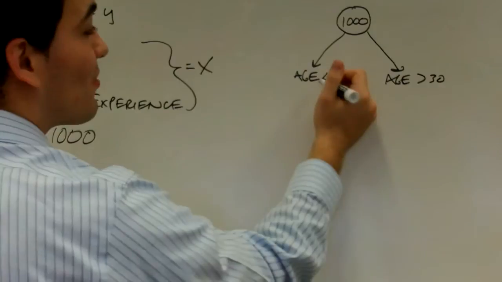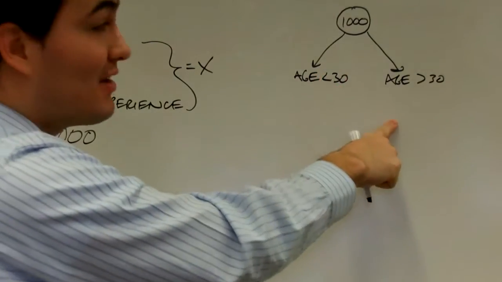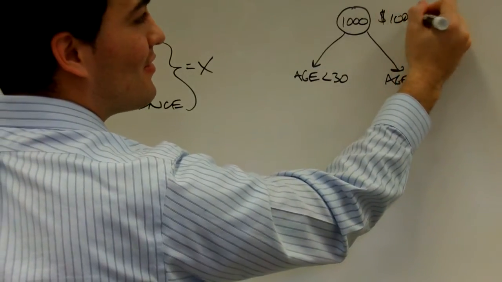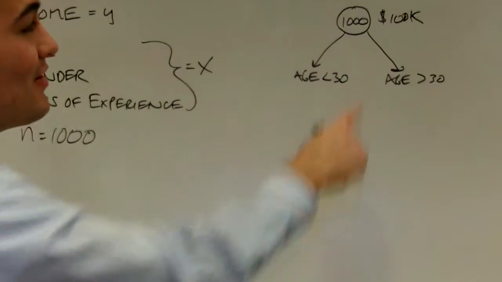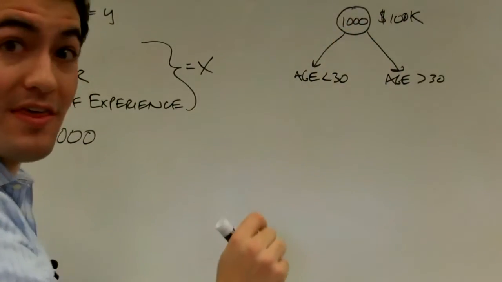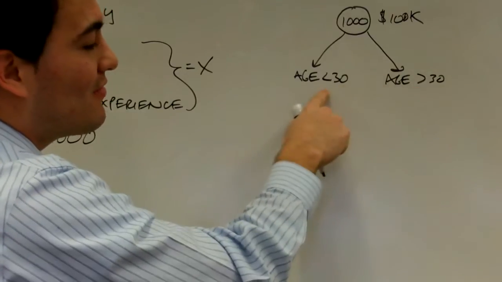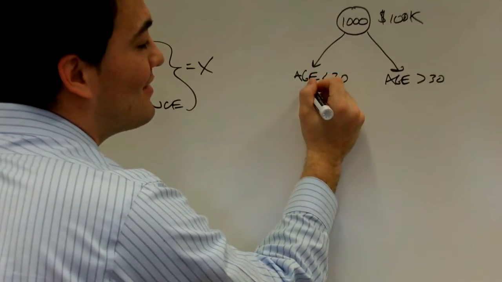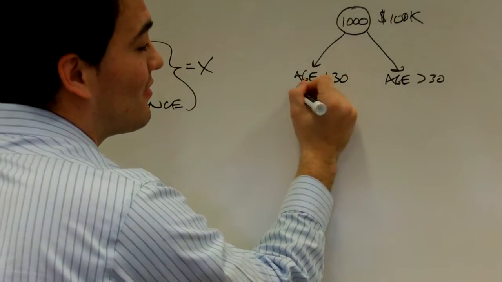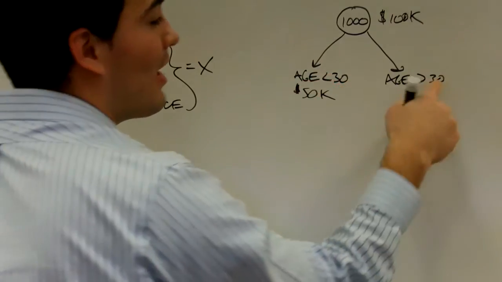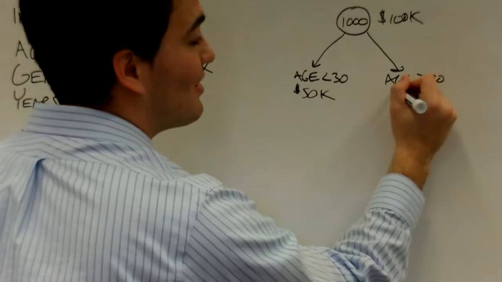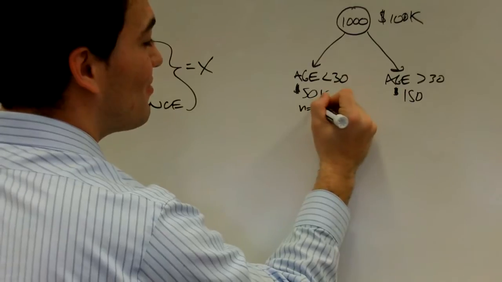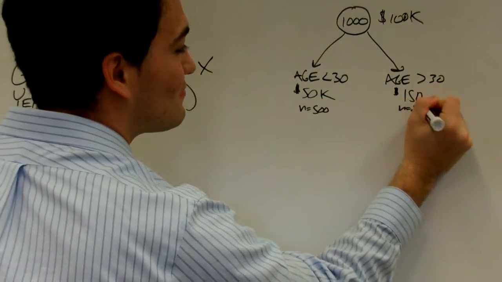Then we calculate, what's the average income in each of these buckets? Let's say the average income overall is $100,000. Okay, so high income individuals, $100,000 income for all 1,000 people. But when you break it by age, what you find is people who are less than 30, let's say their average income is $50,000. And people greater than 30, their average income is $150,000. Let's say in this data set you have the same number of people in each one of these splits.